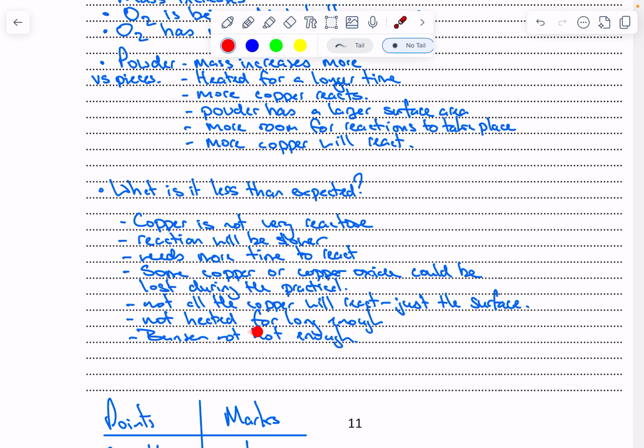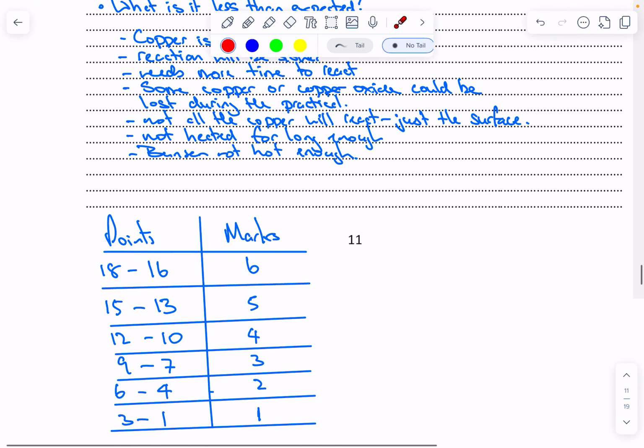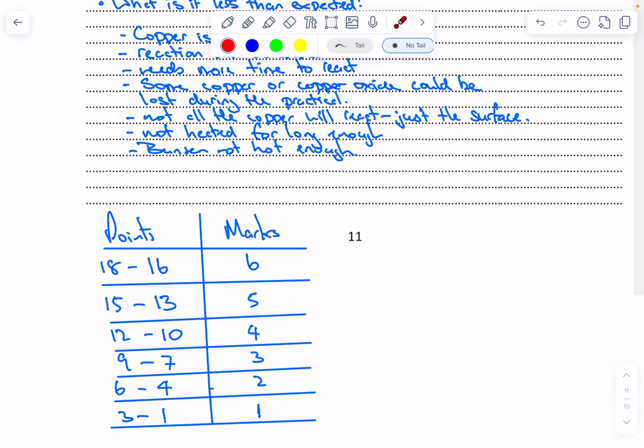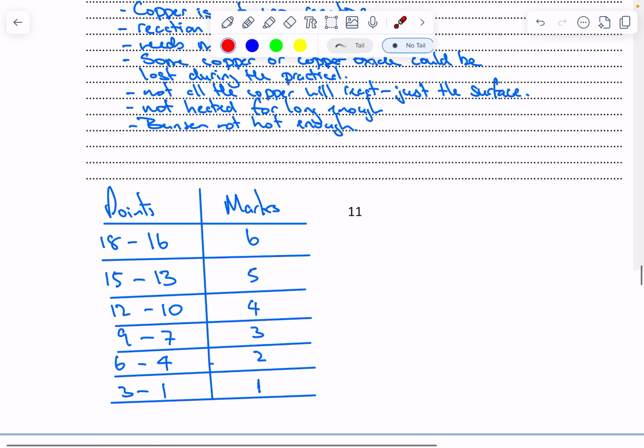If we don't heat it for long enough, we might have to heat it for longer to encourage it to react. Or we could even have a situation where the Bunsen burner is not hot enough to help that reaction take place. They're the bullet points that should be appearing in your response. I've counted there that there's 18 of them. So you can use this little mark grid. So for example, if you got over 16 of those points, you can give yourself 6 marks for this particular question.